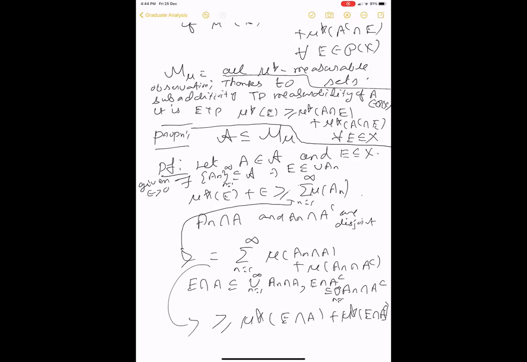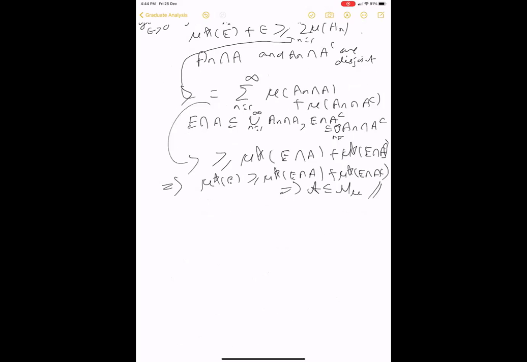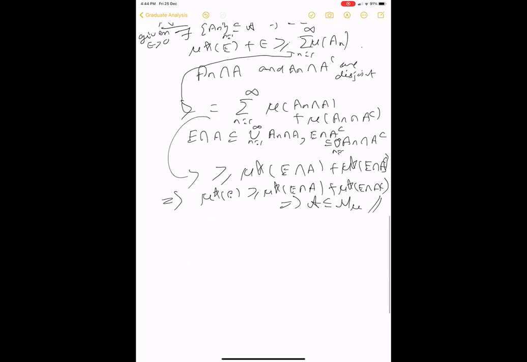So we have proved it. We have just proved that mu star of E is greater than or equal to mu star of E intersection A plus mu star of E intersection A complement. That's what we want to prove. This is very easy. Is that clear? This is true for all epsilon. I'm sorry, I forgot the epsilon. There is an epsilon here.